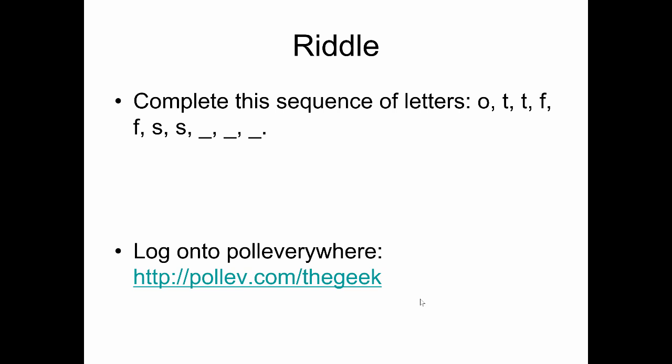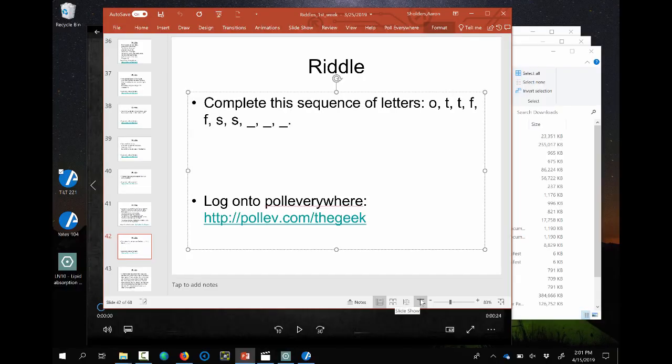All right, so our riddle here, complete the sequence of letters. What is it? E and T. Very good. 8, 9, 10. The first letters of 8, 9, and 10, because these are the first letters of 1, 2, 3, 4, 5, 6, 7, 8, 9, 10. It looked tricky, and then it really isn't. It's just counting.